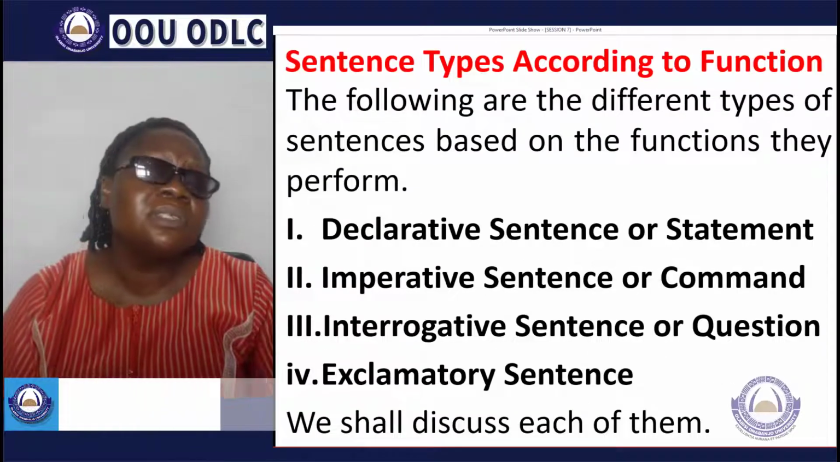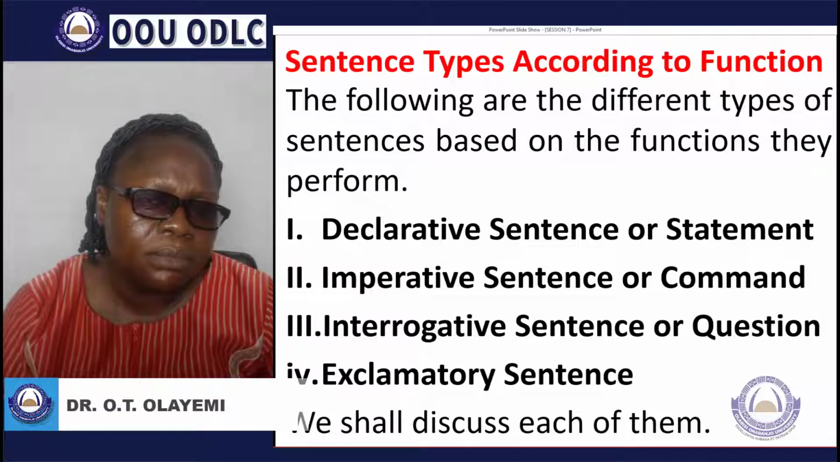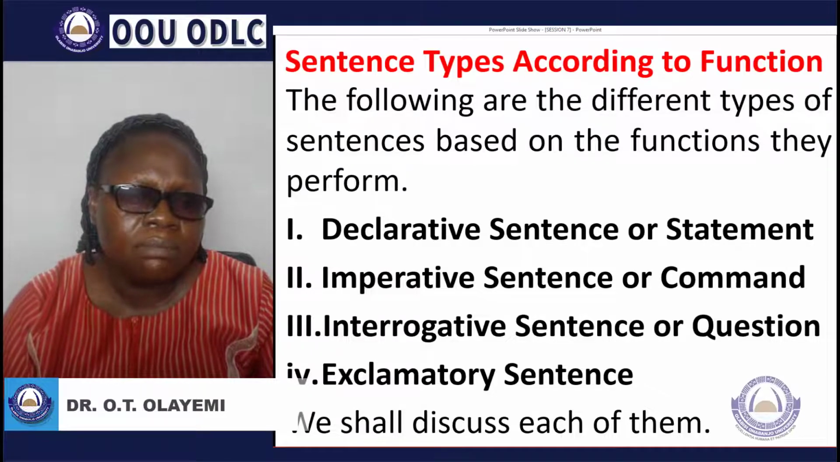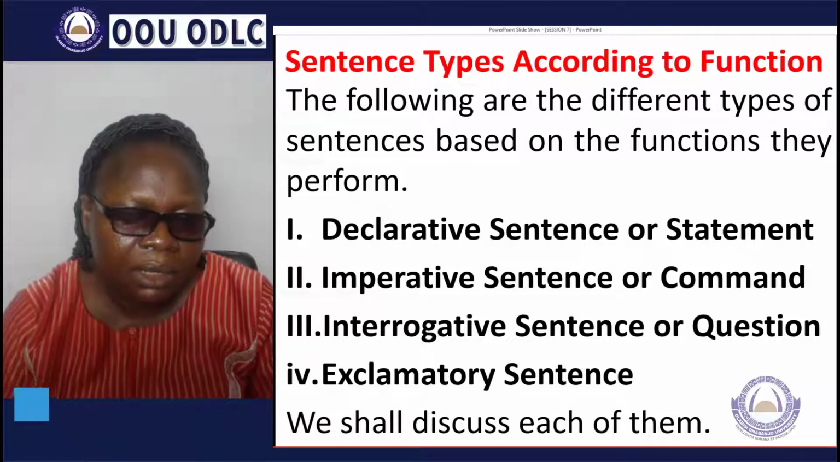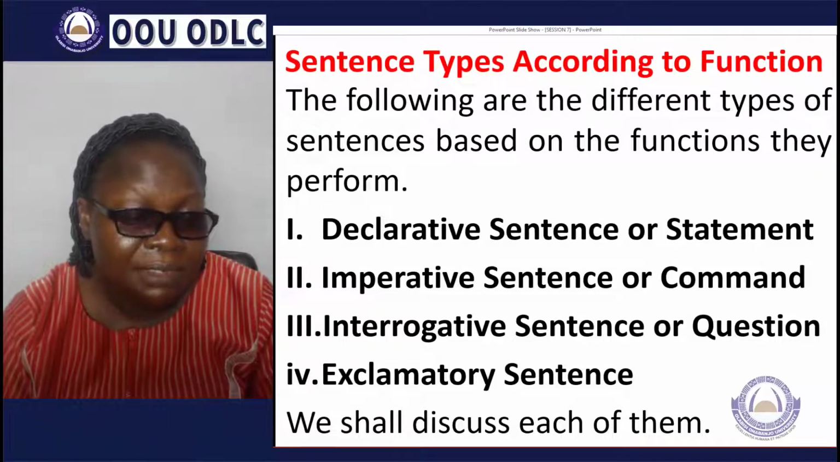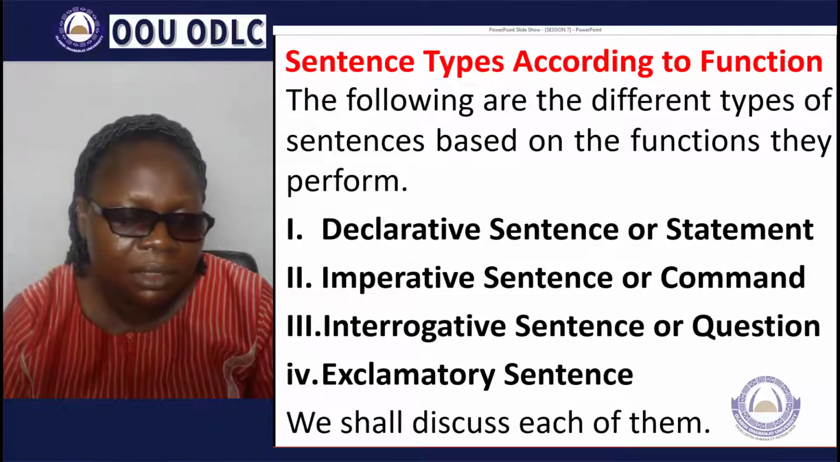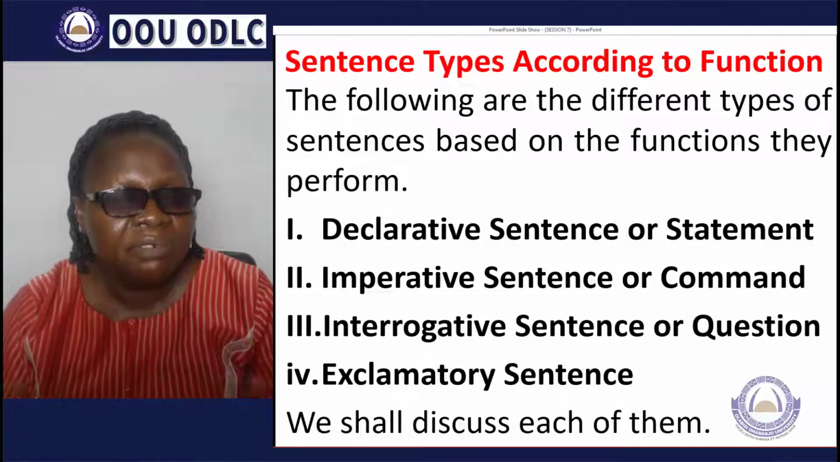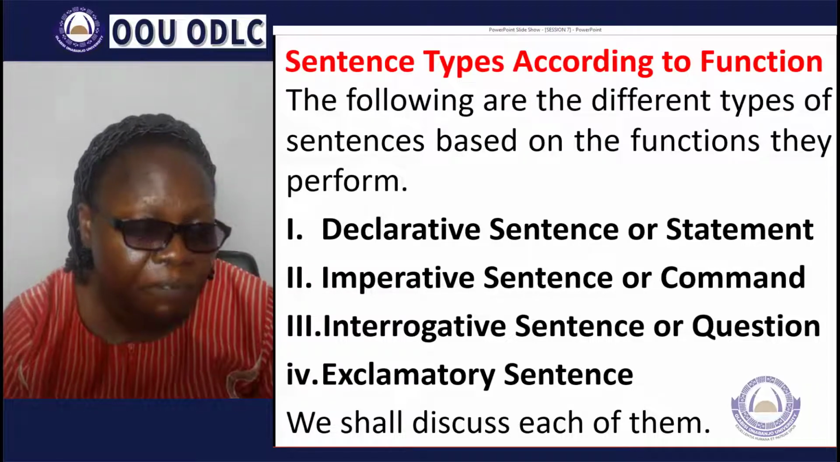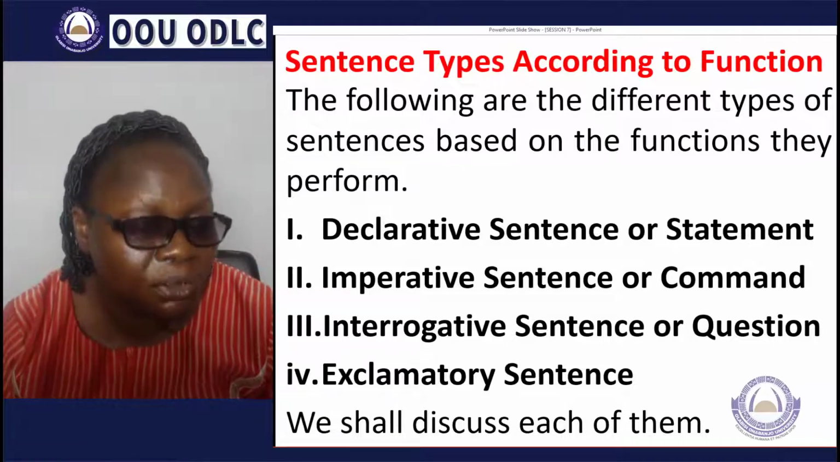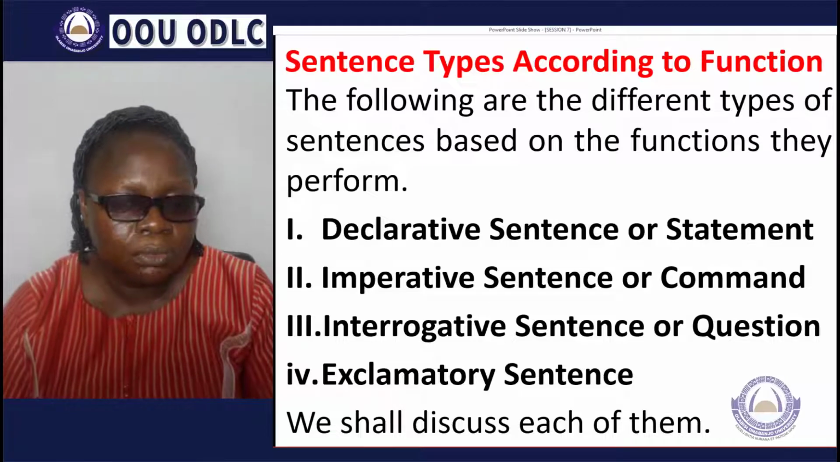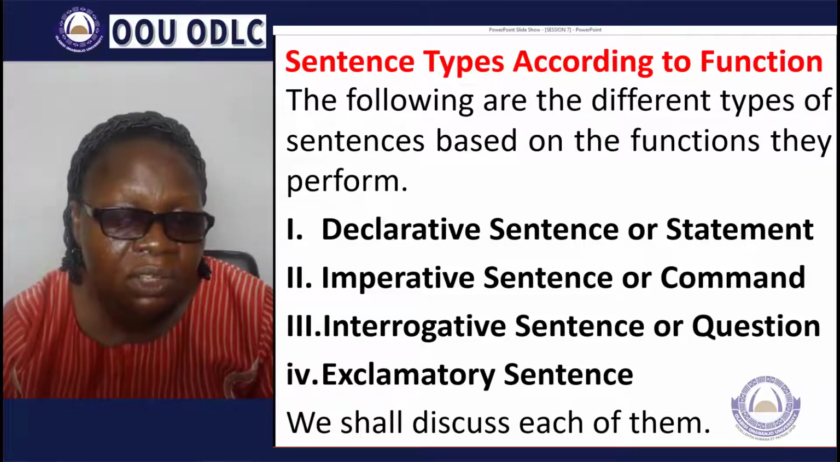Now let's move to the second section of this study, and that is talking about sentence types according to function. Remember at the beginning, I told you that it is very important for you to know the functions that sentences can be made to perform, since you have to employ them in your day-to-day interaction with people all around you. So the following are the different types of sentences based on the functions they perform.